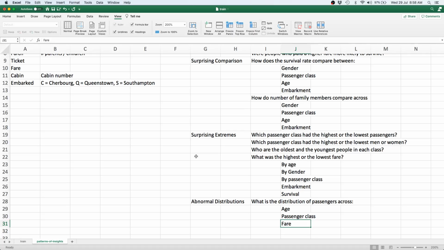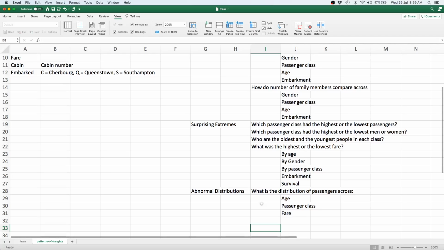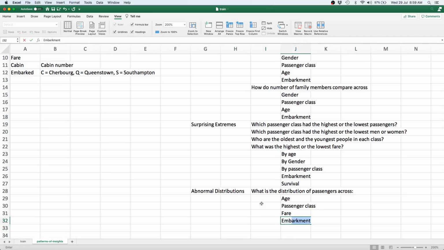This is basically more of an exercise in how we frame questions rather than how we actually do the analysis. The analysis is something that follows, and once we take a particular question and try to tackle it, how we exactly do the analysis and whether the question itself makes analytical sense becomes a different argument completely. And what is the distribution of passengers across embarkment?